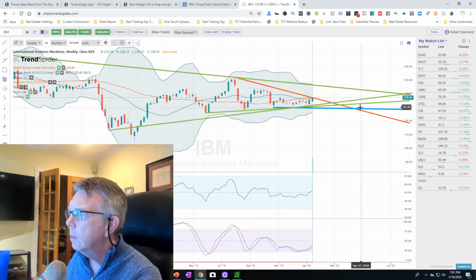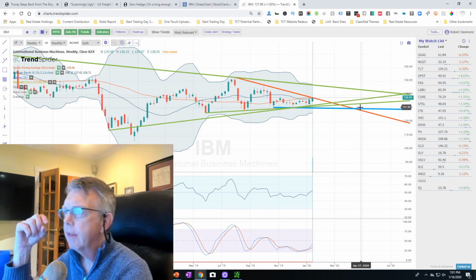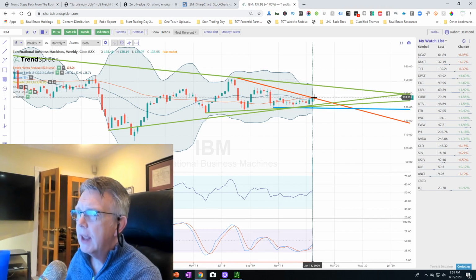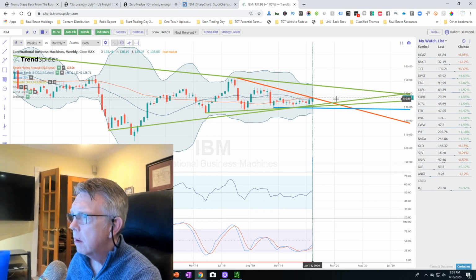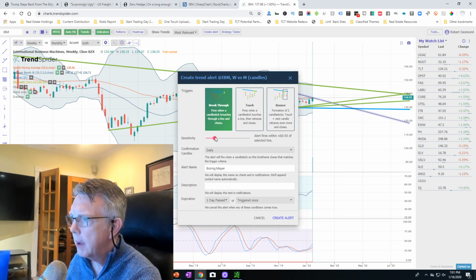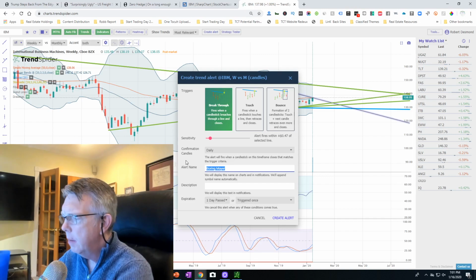Okay, so this is a perfect example of the value of TrendSpider. And on a weekly basis, we are trading currently up into resistance. So we need to see a breakout above this mark. So what I want to do here, I'm going to create an alert, breakthrough. I don't care if we touch it or bounce. IBM.